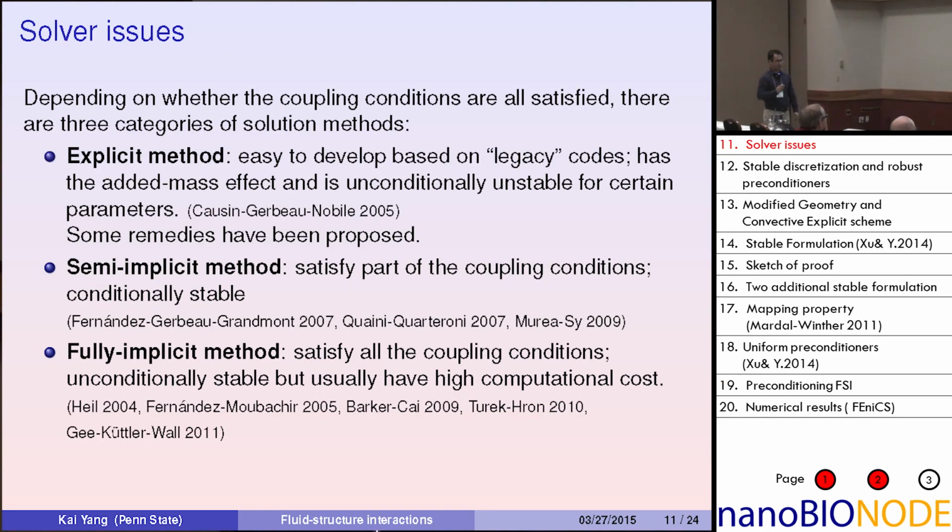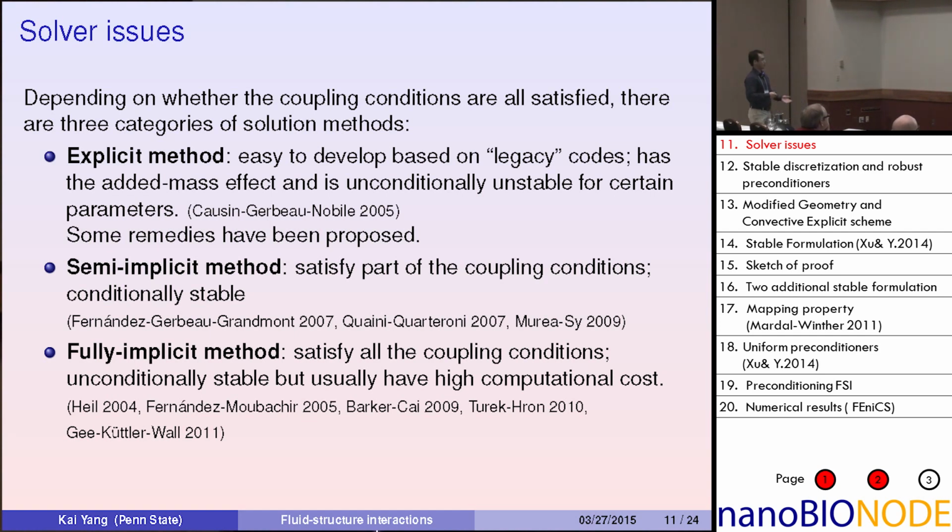Okay, then it's about the solver issue, how to efficiently solve this FSI problem. The first one is the easiest to develop since it is based on a fluid solver and a structure solver. But there are some instabilities. For example, this added mass effect is unconditionally unstable for certain parameters, although some remedies have been proposed recently to reduce this instability.